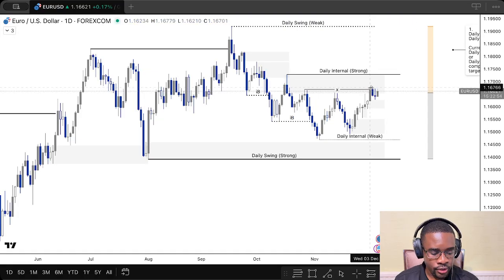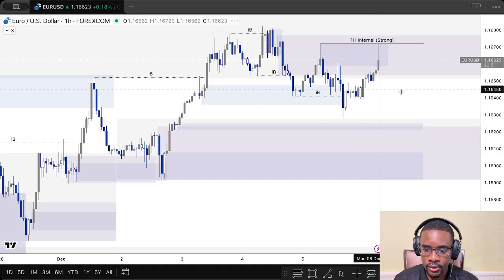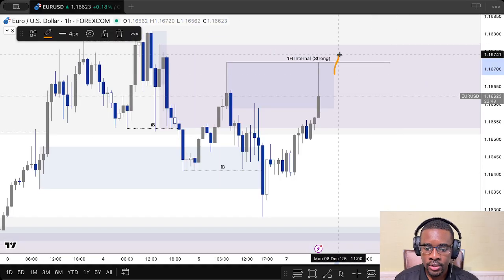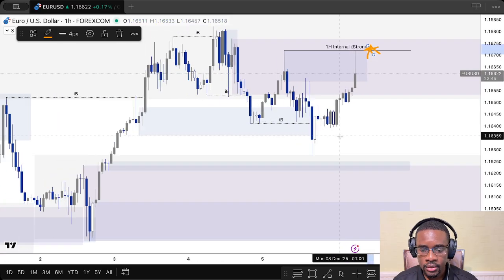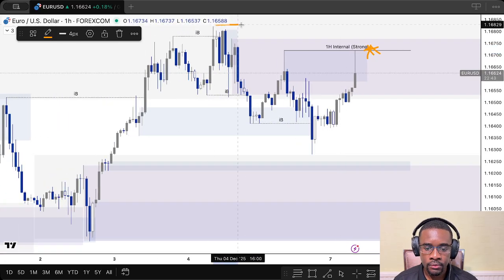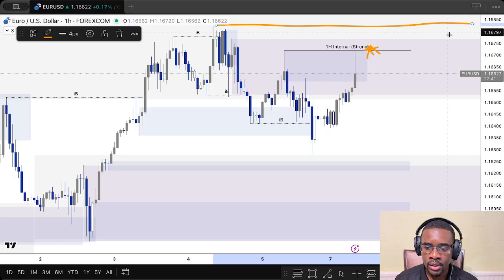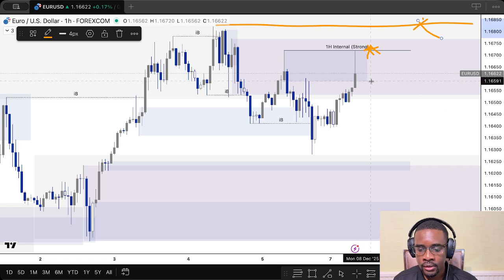So confirmation will sort of be if price comes in and takes out this high, then it will be sort of like a fact that we're going to run that high as well.